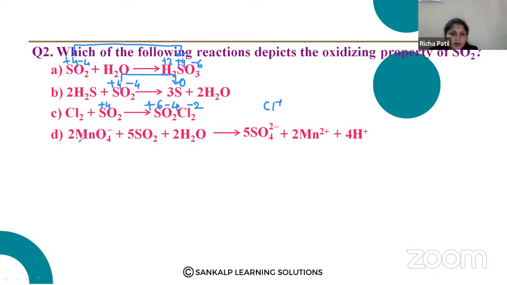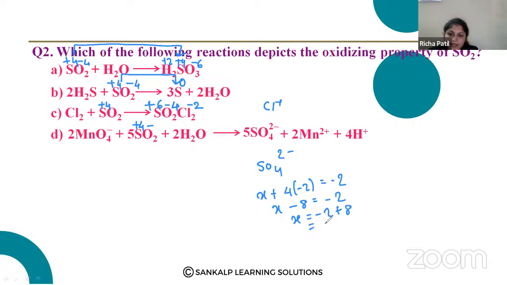Okay, so here what is happening now? Next, here SO2. So write the oxidation number for all. Okay, this is +4. Here it will be the overall charge. So how to calculate SO4 2-? Okay, so here it will be X plus 4 into -2 equals -2. So X minus 8 equals -2, so it will be 6. Okay, so it will be +6.